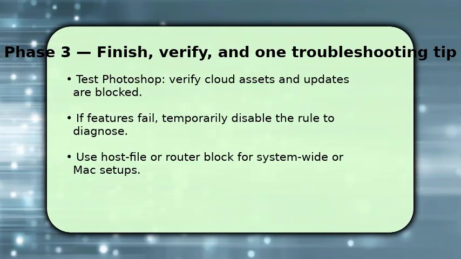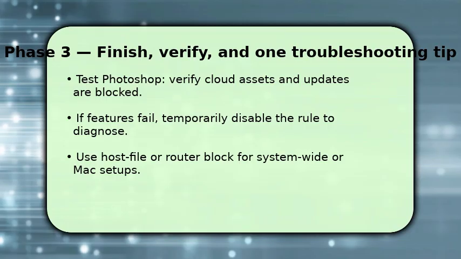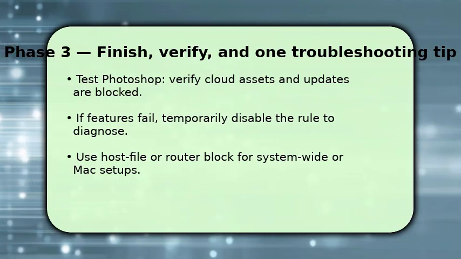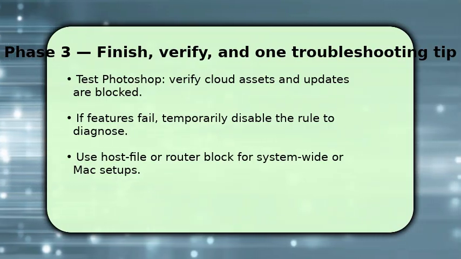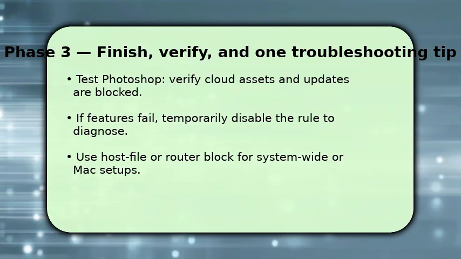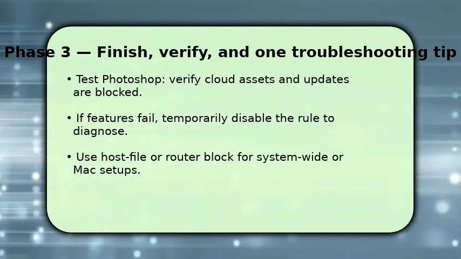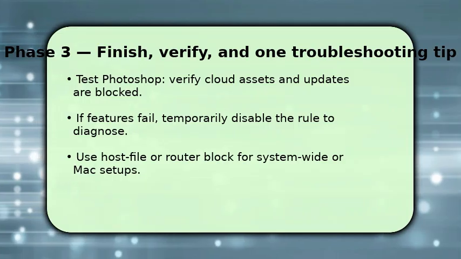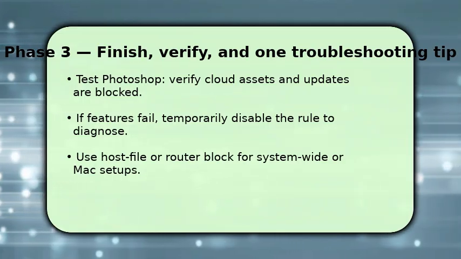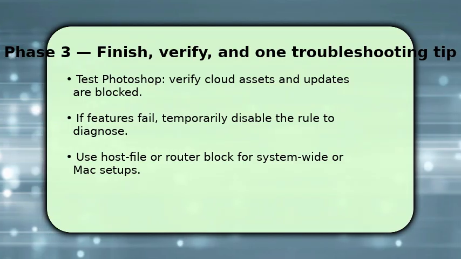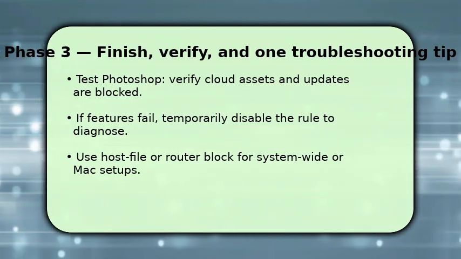If a useful feature breaks, temporarily disable the firewall rule to identify which service you need, then refine the rule instead of leaving everything blocked. For Macs, modify the PF firewall or use an app firewall. For network-wide control, block Adobe domains on your router. One troubleshooting tip. If Photoshop still contacts the internet, check for helper services.